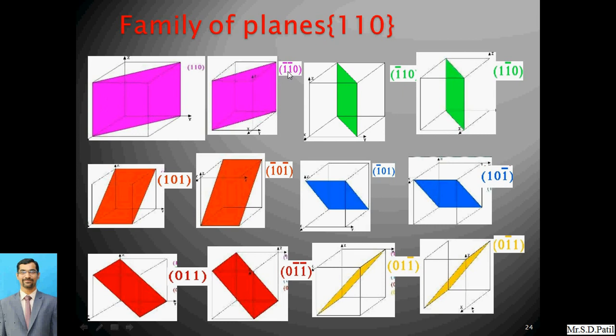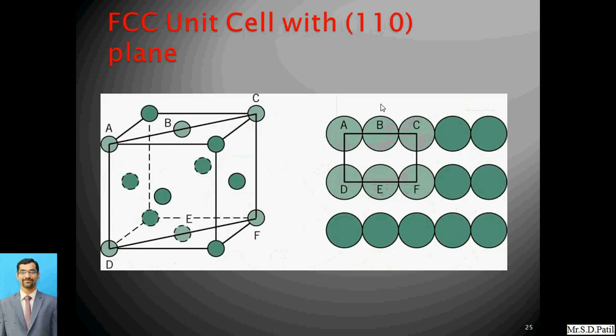Just to draw 1bar 1 0, again we have to shift the origin, and according to that we have to make the plane for 1bar 1 0. For the 1bar, x will be in the negative direction, and y is again the same. So the same sort of geometries are there for the family.